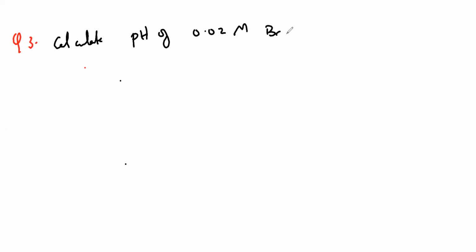Your OH question. Okay. Question number 3. Calculate the pH of 0.02 M barium hydroxide, Ba(OH)2 solution, by assuming complete ionization.